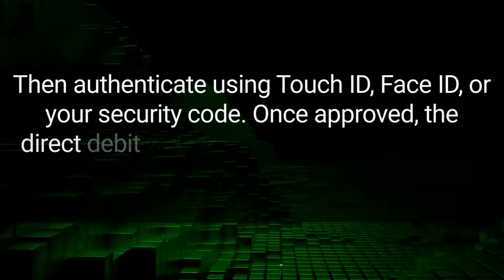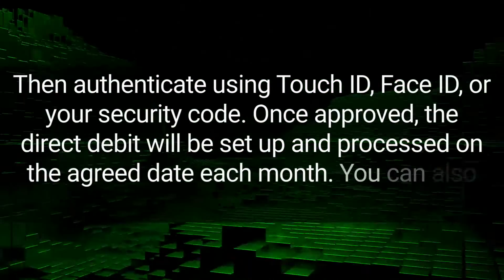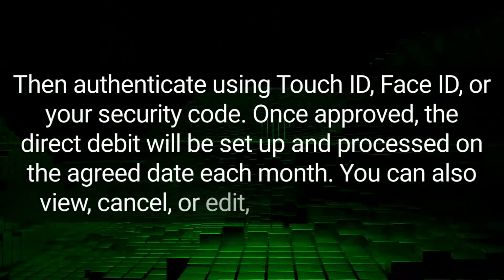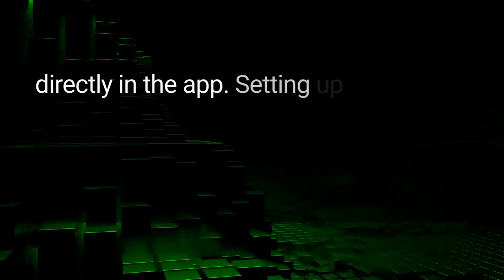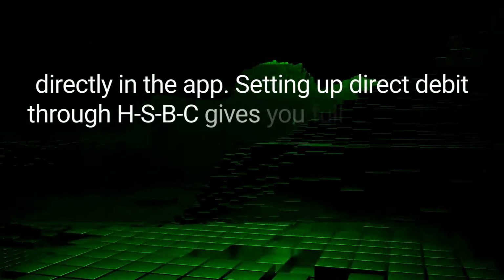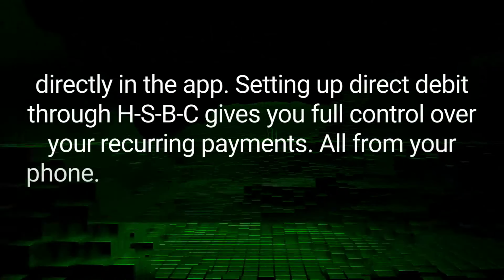Once approved, the direct debit will be set up and processed on the agreed date each month. You can also view, cancel, or edit existing direct debits directly in the app. Setting up direct debits through HSBC gives you full control over your recurring payments, all from your phone.